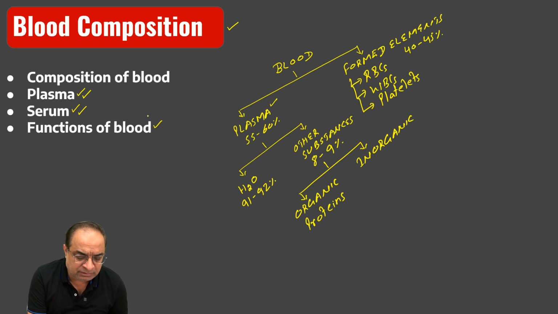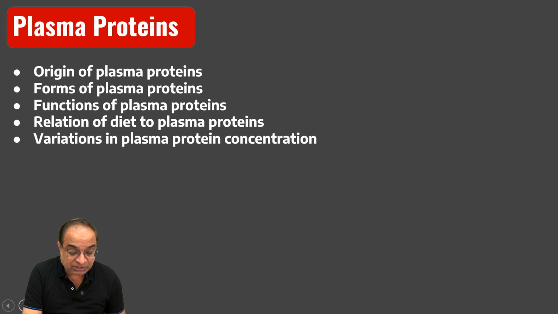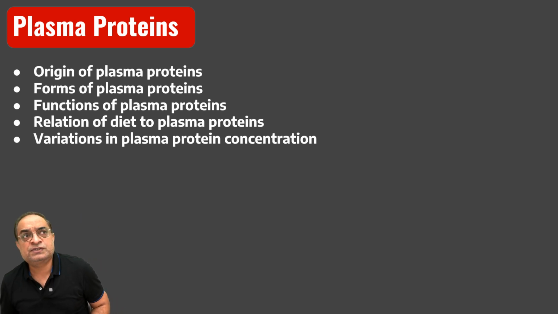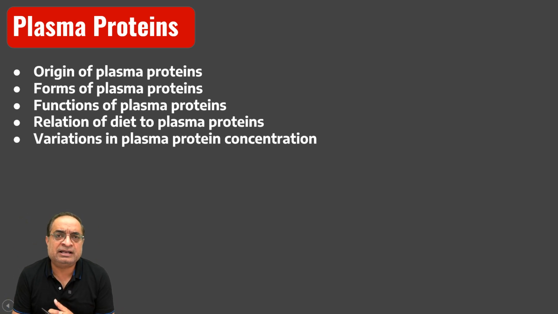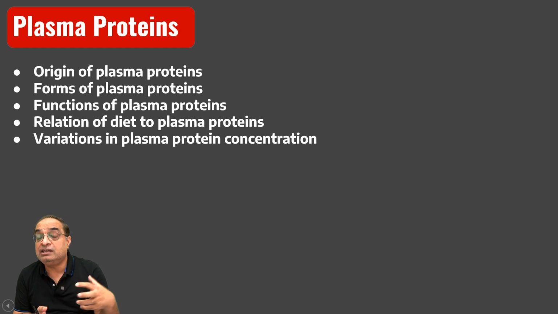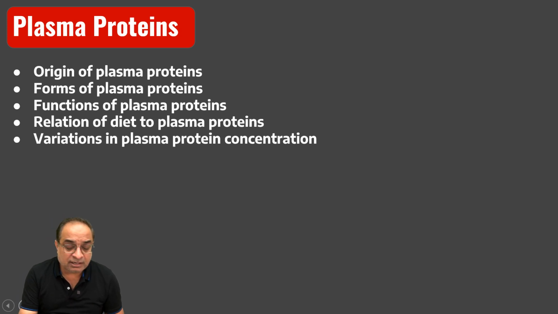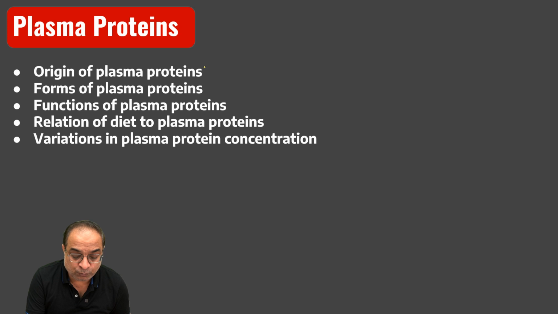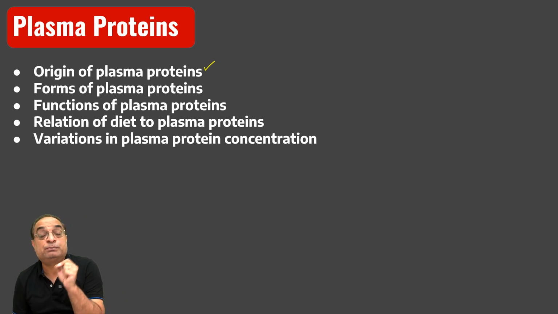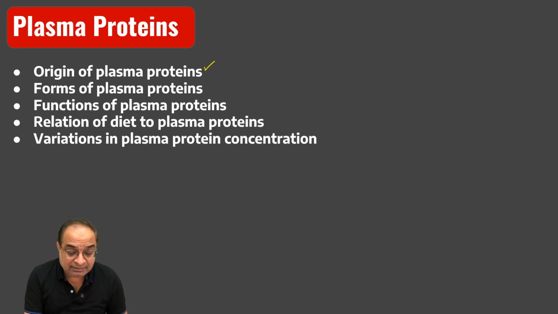Then functions of blood. There are different functions of blood. Blood is responsible for transportation of substances, transportation of gases, oxygen, carbon dioxide, transportation of hormones, nutrients, metabolic wastes. It is distributing the body heat also. Then immunological functions are also there. So all those functions will be discussed in detail. When it comes to plasma proteins, we will be discussing the origin of plasma proteins. That is one subtopic. Another subtopic is the different forms of plasma proteins.